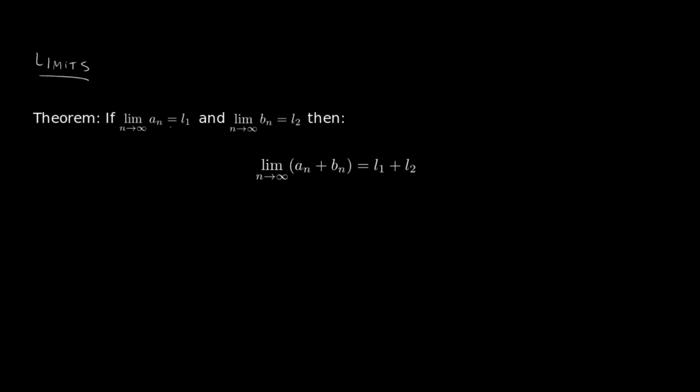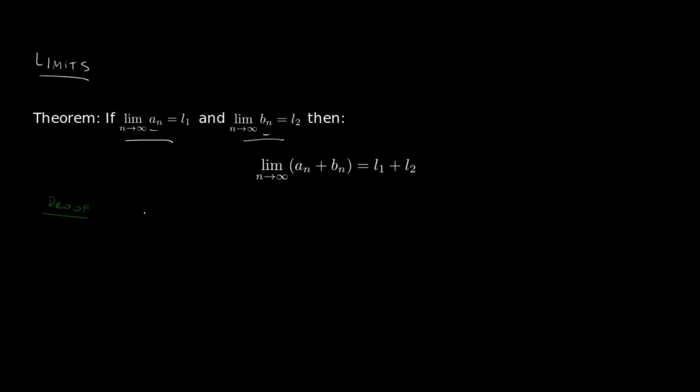If we have two sequences, a sub n and b sub n, each with limits L1 and L2, then the limit of the sum of the sequences is equal to the sum of the limits. Let's see if we can prove this. Our hypotheses are that the limits are L1 and L2. So we have to start using the definition of the limit.